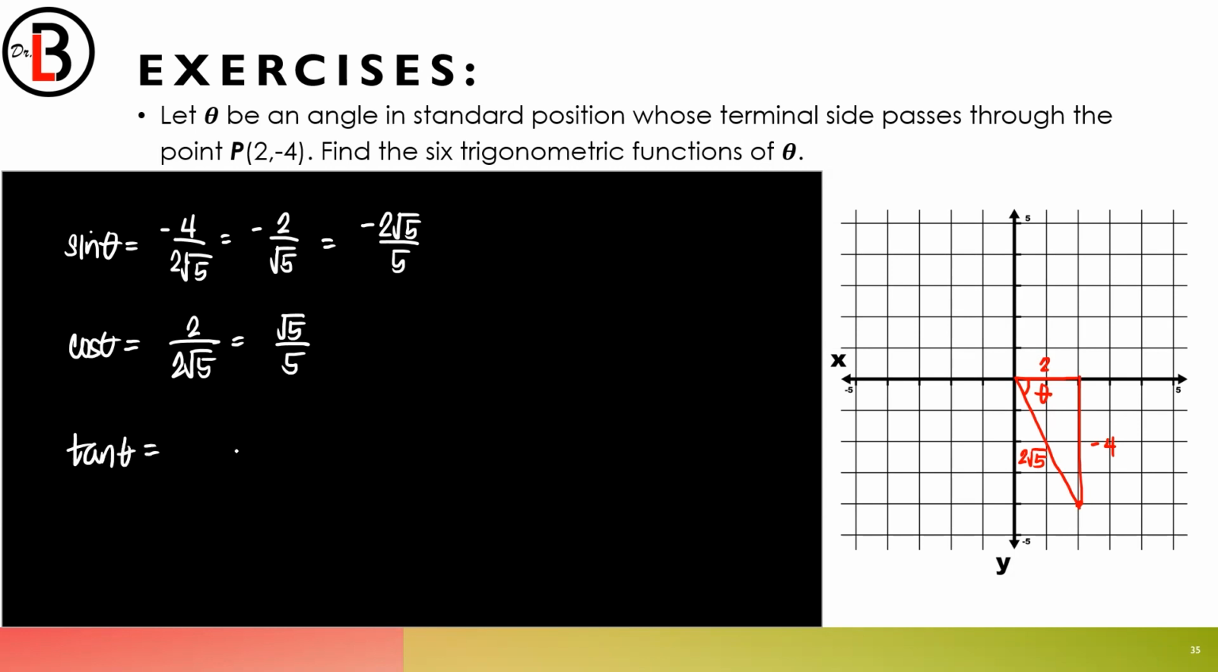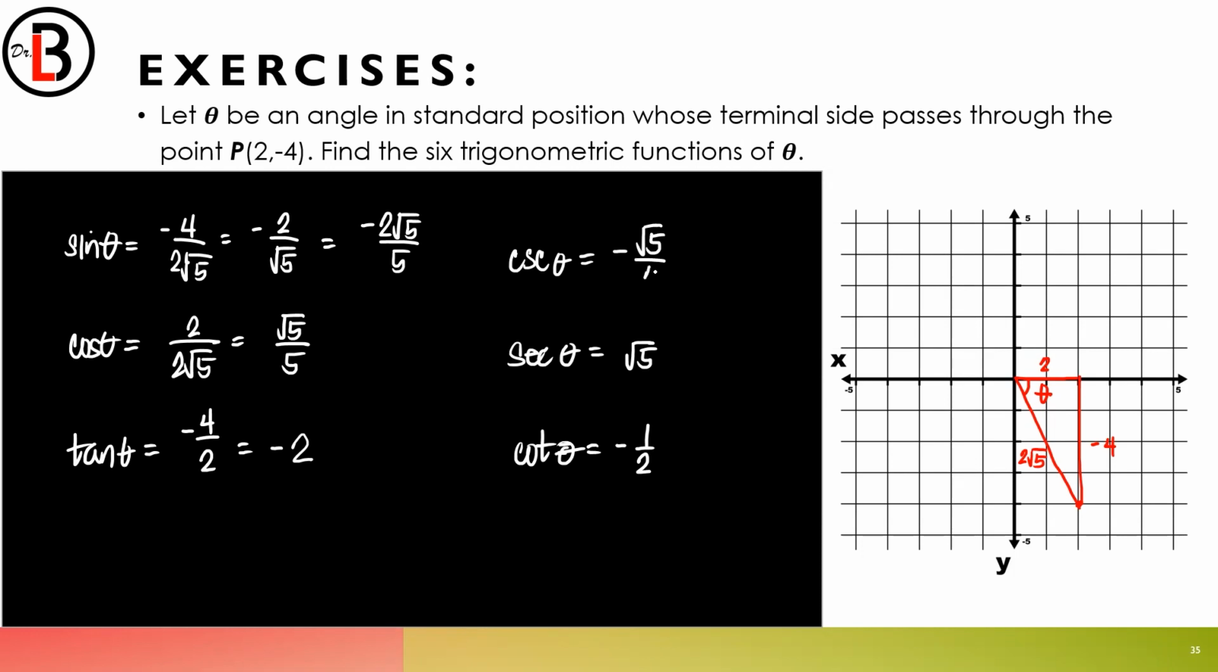And then you have tangent, opposite over adjacent, negative 4 over 2. That's negative 2. Therefore, cotangent of theta is negative 1/2. Secant of theta is square root of 5. And then cosecant of theta is negative square root of 5 over 2. And then look at this. In the fourth quadrant, if we recall SATC, in the fourth quadrant, cosine and its reciprocal are positive. So it's correct. Only cosine and secant are positive. The rest would be negative.